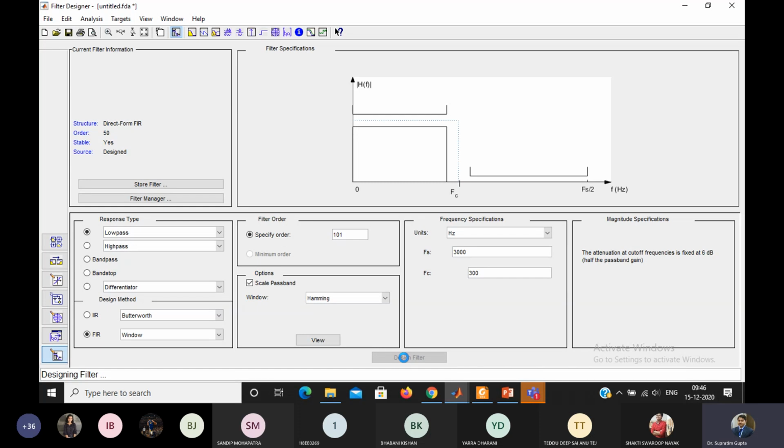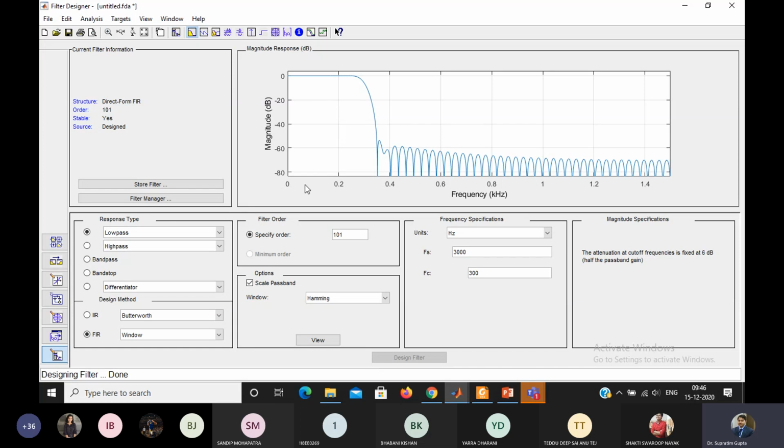If you click the design filter button, you will get the frequency response in this window, and we have several other buttons here. It shows only the positive side; no negative side is shown, and you can see the frequency response up to 1.5 kilohertz, that is fs by 2. And if you want to know the coefficients, the b and a.